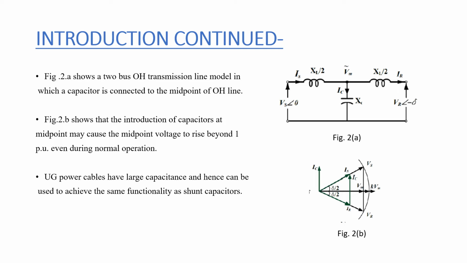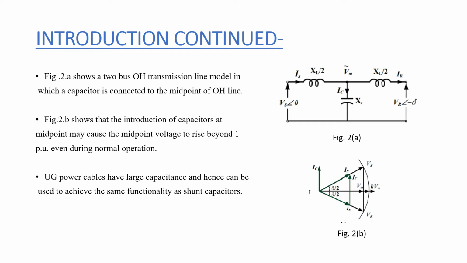As can be seen from figure 2b, the midpoint voltage Vm can be more than 1 per unit during normal operation. To solve this problem, if we want to reduce the voltage to less than 1 per unit, this capacitance can be split into many smaller capacitances and connected in the line. We can divide the line into multiple sections and use smaller capacitances instead of one large capacitance.